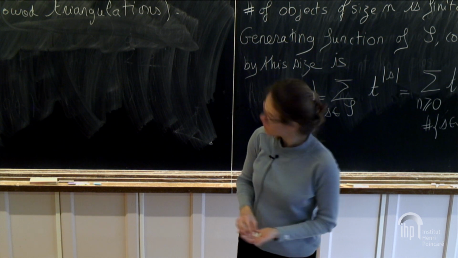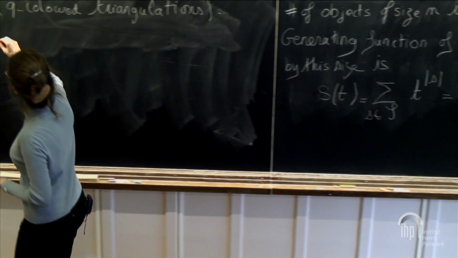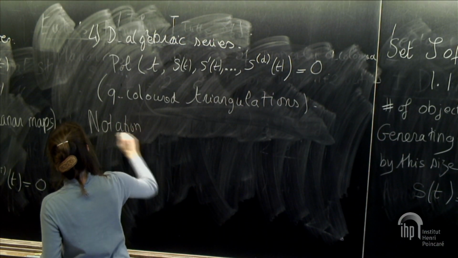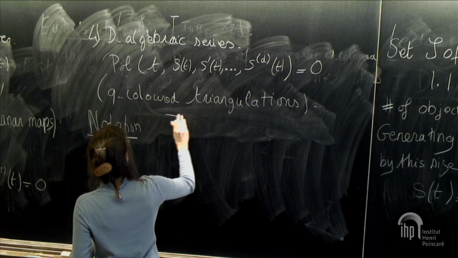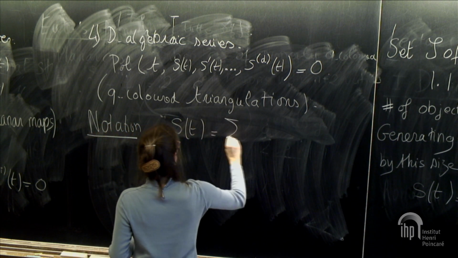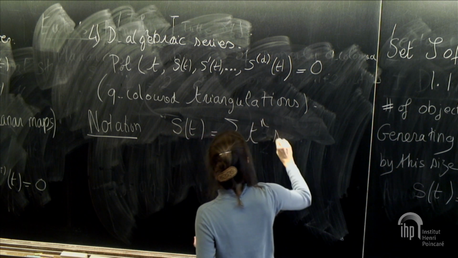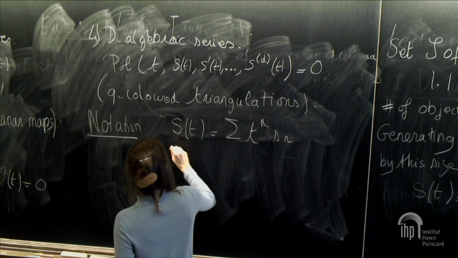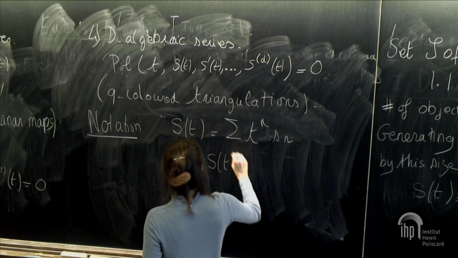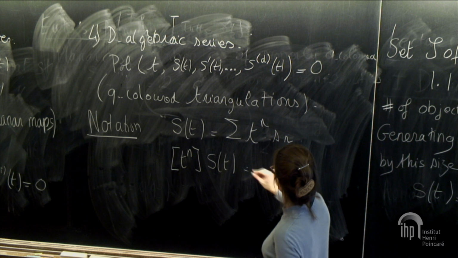Did I say everything? One piece of notation again. So if you have your series S of t, which is the sum of t to the n Sn, the nth coefficient in S of t is denoted with those square brackets.